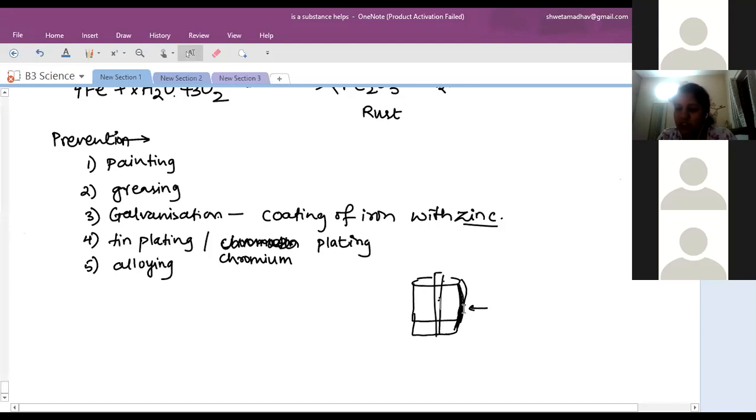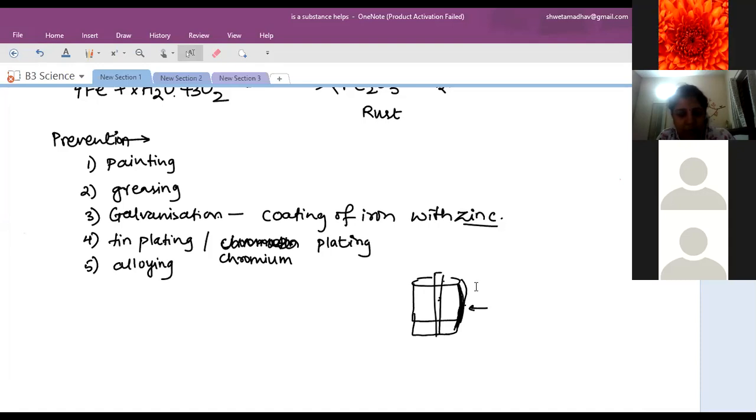Suppose oxygen gas comes in contact, and there is zinc near that scratched area. The exposed area has iron and the remaining area has zinc, right? Now out of iron and zinc, which is more reactive? Zinc is more reactive. So who will lose electrons more quickly? Zinc.